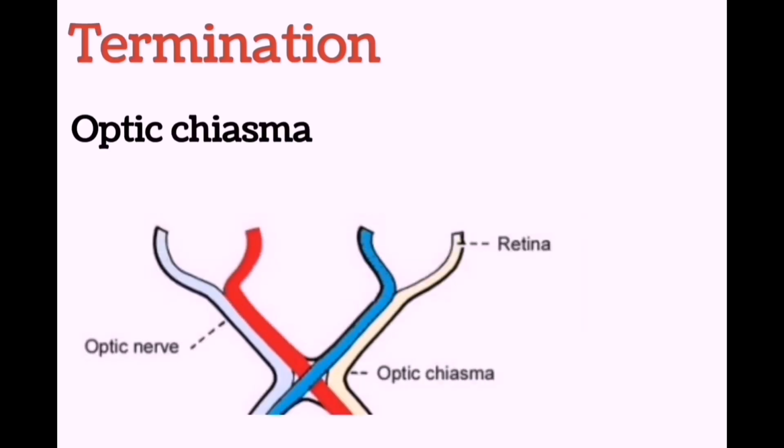The optic nerve will terminate on the optic chiasma. From the retina into the optic nerve, the optic nerve will end up on the optic chiasma.